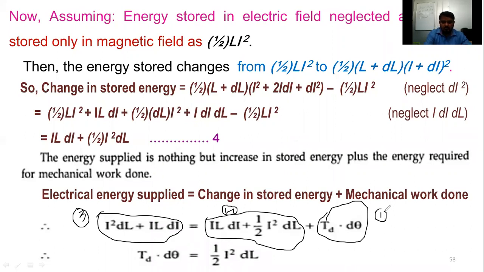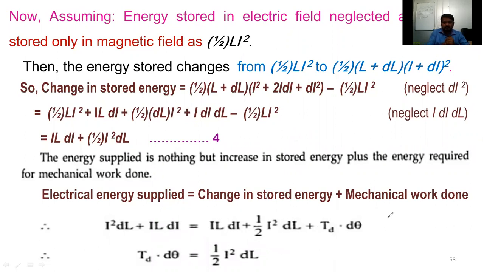Now let us check which terms will cancel and which will be left. IL dI cancels, because IL dI equals IL dI. If you send this one to the RHS, it becomes minus, plus IL dI minus IL dI gets cancelled. Or if you send it to the LHS, it becomes minus, and plus IL dI and minus IL dI get cancelled. So both terms get cancelled here.